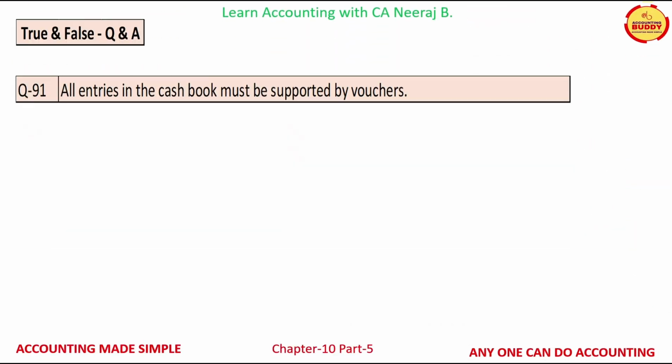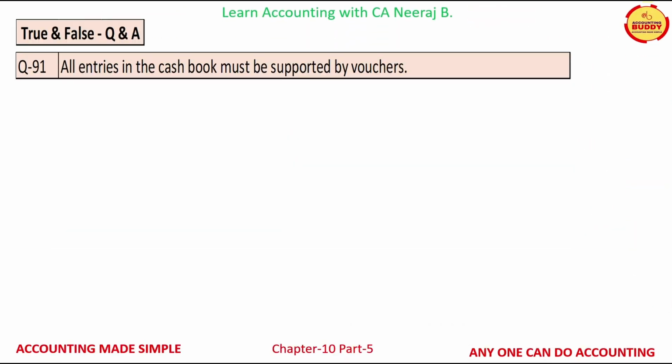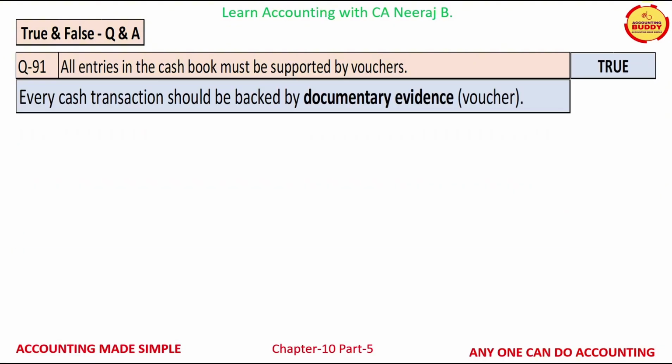Question number 91 is all entries in the cash book must be supported by vouchers. This is a true statement. Every cash transaction should be backed by documentary evidence.